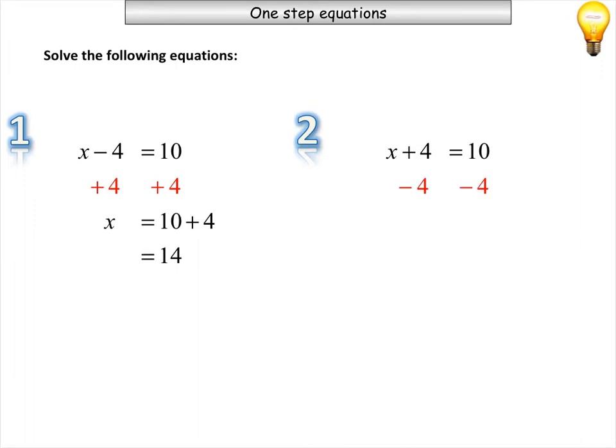The second one, the opposite of adding 4 is subtracting 4. So if we take 4 away from both sides, 4 take away 4 is nothing. That x is written on the next line. 10 take away 4, work that out, and we have the value of 6. So 6 plus 4 is equal to 10.